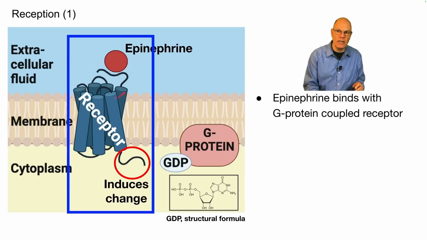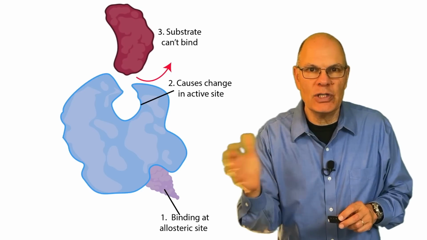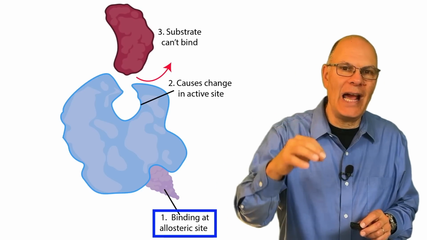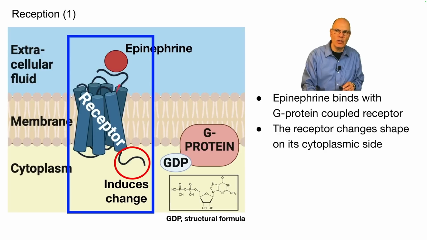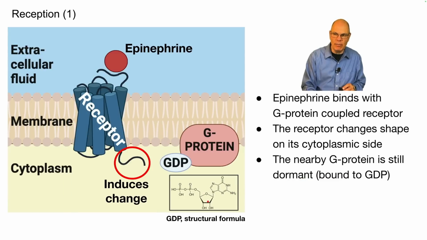So here's epinephrine, and here it's binding with the receptor. This is a complicated protein, and we've talked about allosteric shifts in relationship to enzymes, where when something binds at an allosteric site, it can then change the active site. Well, the same mechanism is at work here. Epinephrine's binding over here, and that change ripples through this protein, and it induces a change over here. Now, right at this moment, the nearby G protein is still dormant. It's still bound to GDP.